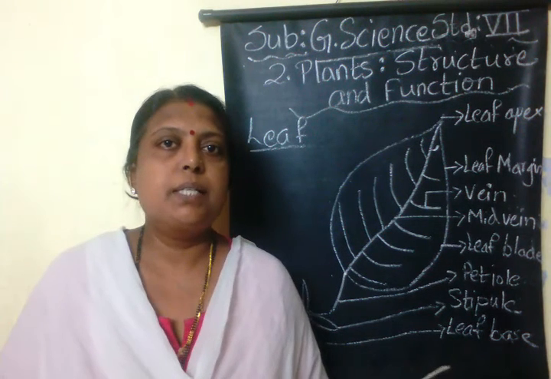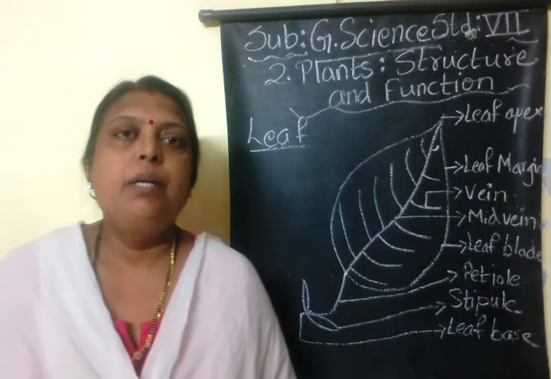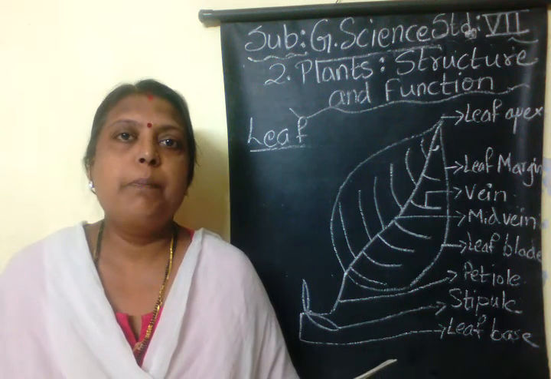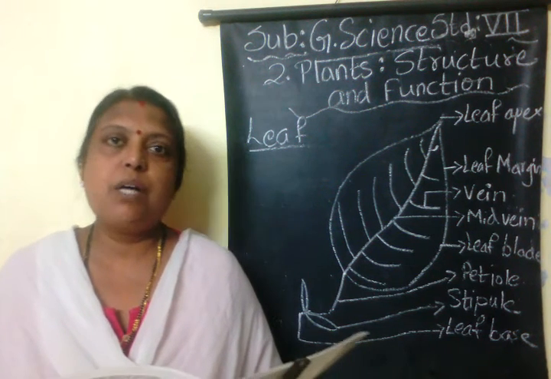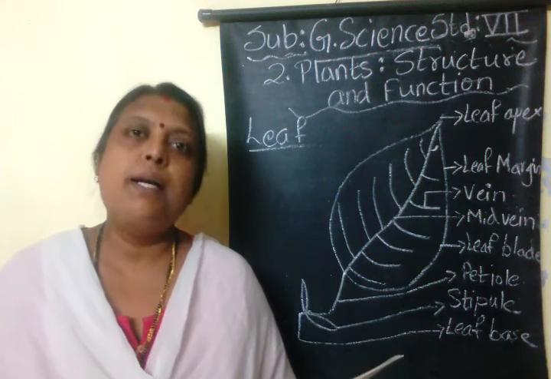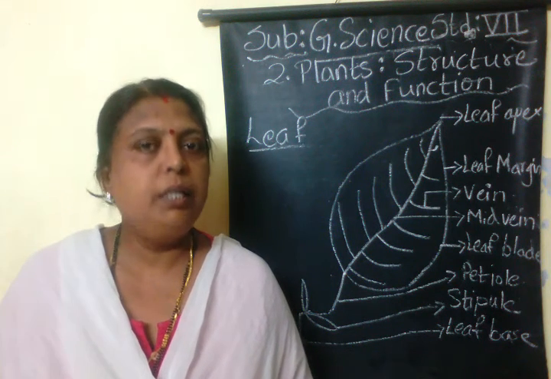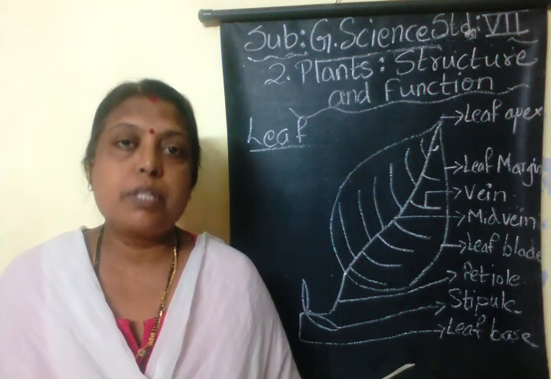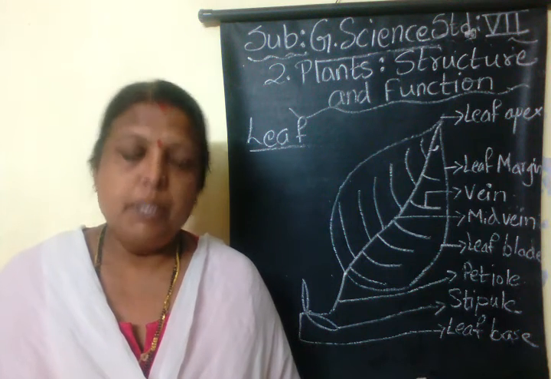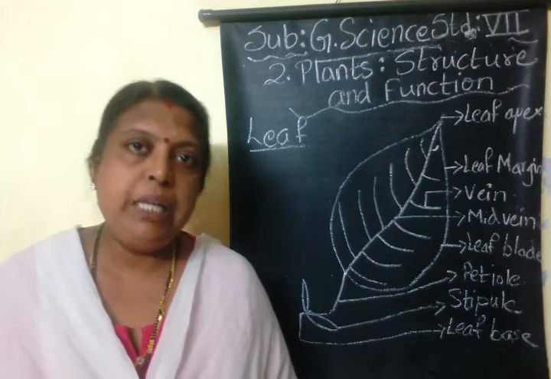We have started lesson number 2, that is plants, structure and functions. We have studied what are the main parts of plant: roots, stem, leaves, flower, fruits and seeds, right? Now we have studied structure and function of root. We have studied structure and function of stem. Now we are going to study structure and function of leaf.